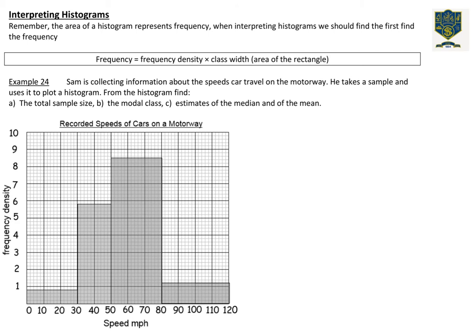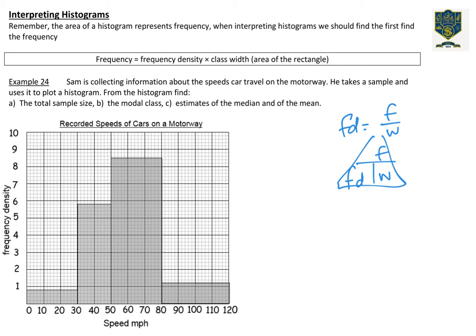Moving on to interpreting histograms then. If we know that the frequency density is the frequency divided by the width, we can form one of those triangles. So if we're wanting to work out the frequency, we would multiply frequency density by width. If we're trying to work out the width, we'd do frequency divided by frequency density. But more often than not, all we're looking for is either frequency density or frequency, which is found by multiplying the density by the area.